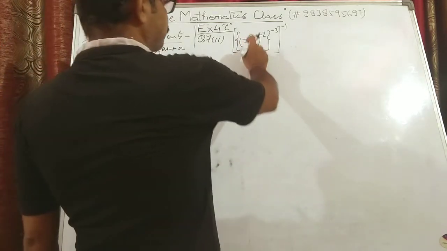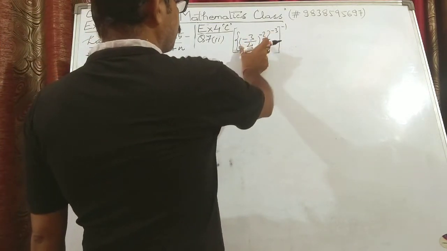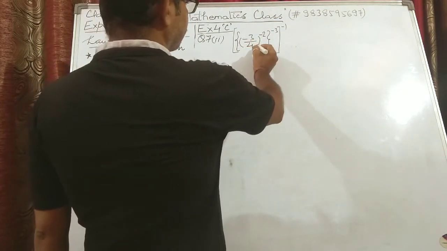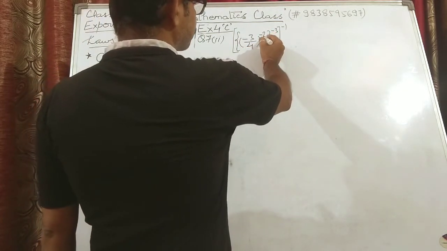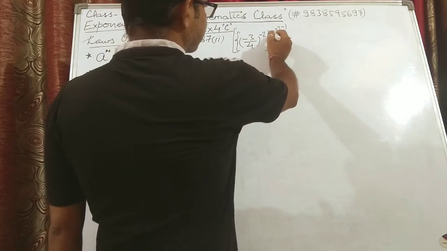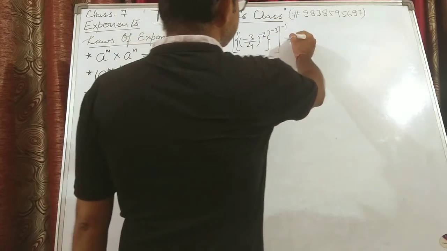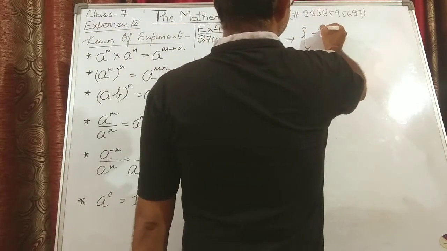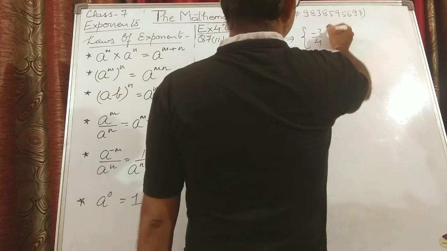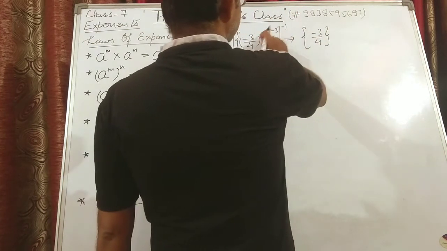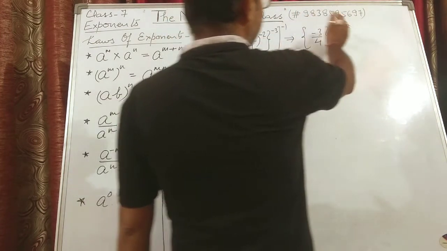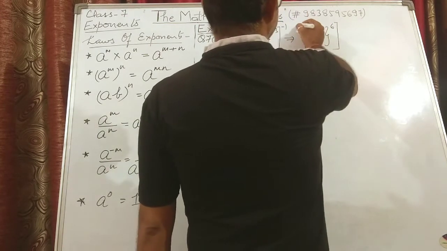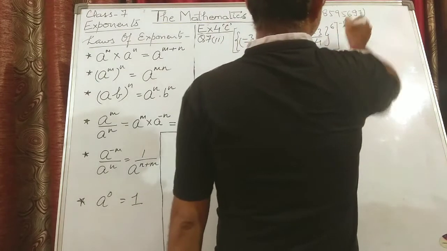It is (-3/4)^-2, whole power -3, again whole power -1. First of all, we will solve the inner bracket. So -2 power has one more power. It means this can be written as (-3/4) to the power of -3 times -2, and -3 into -2 will be +6. So (-3/4)^6, to the power -1.